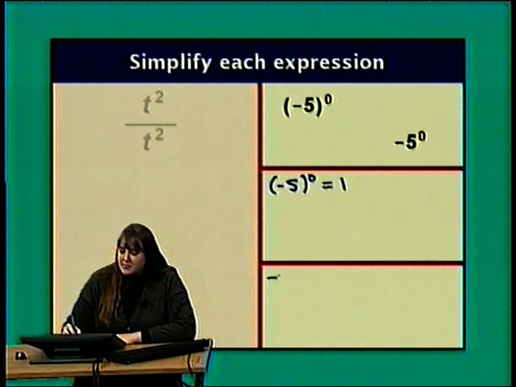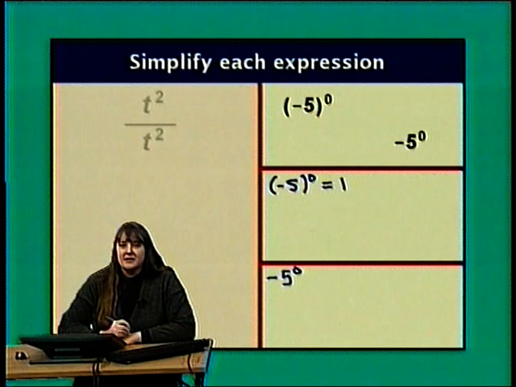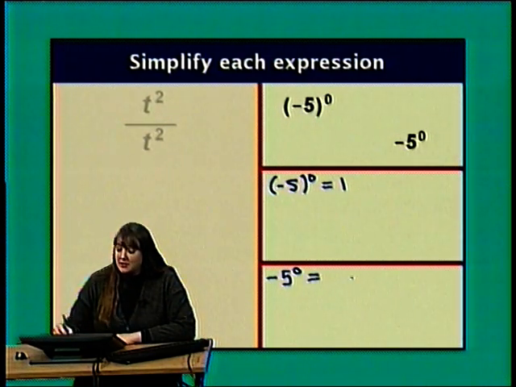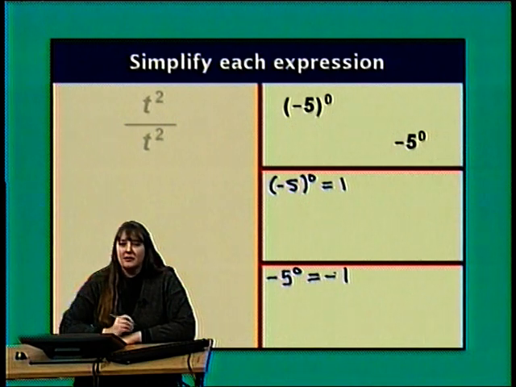Well, what about the opposite of 5 raised to the 0 power? This one we need to be careful on. We need to think about the order of operations. The order of operations tells me I need to apply exponents before I can negate. So the first thing I have to think about in this problem is raising 5 to the 0 power. That 0 power doesn't apply to the negation symbol in front of the 5. 5 to the 0 power is 1, but I need to take the opposite of that.